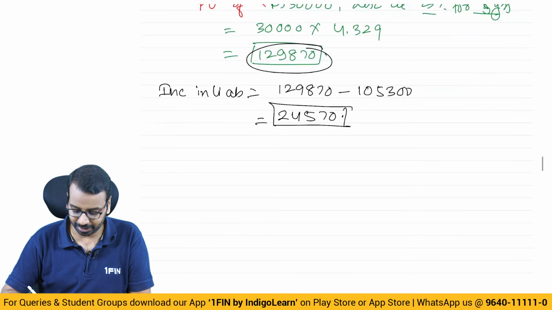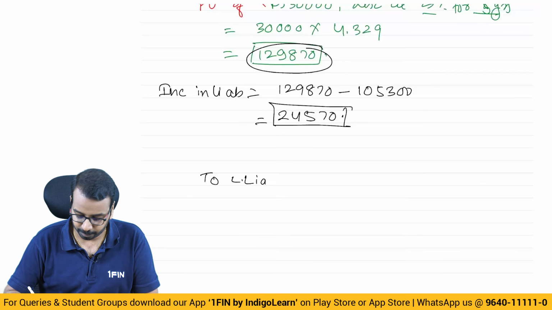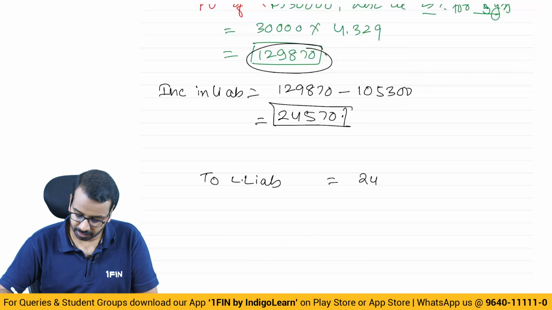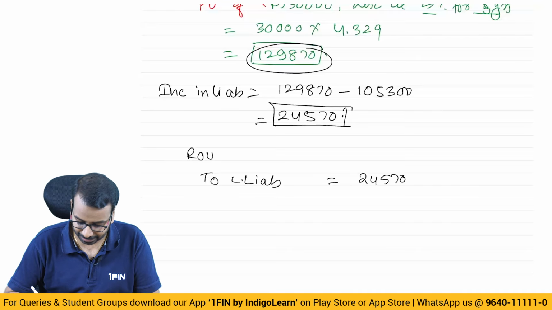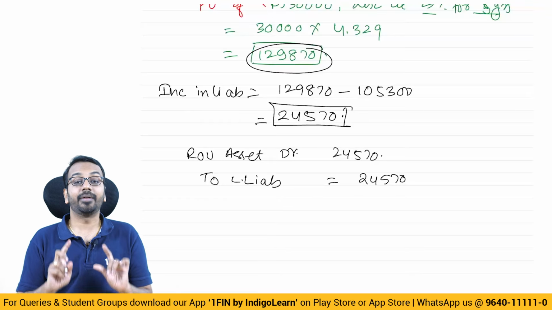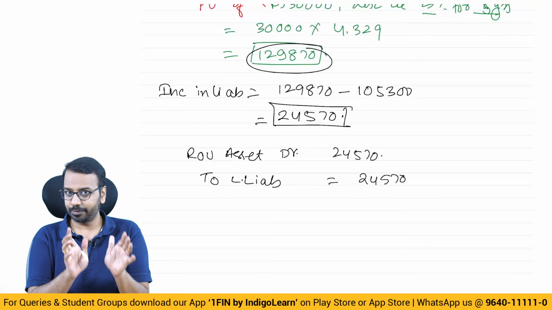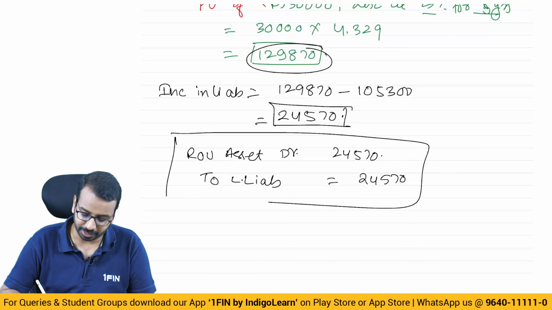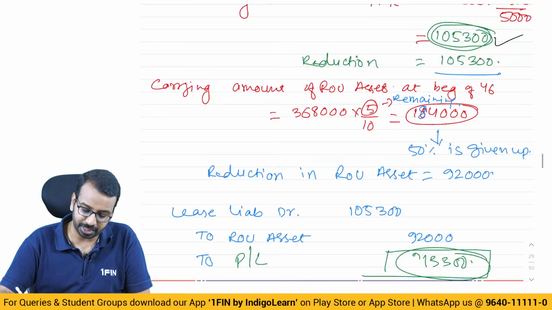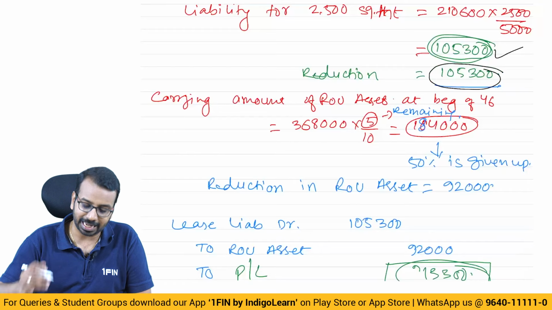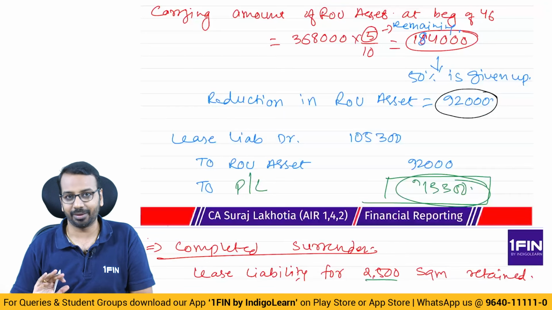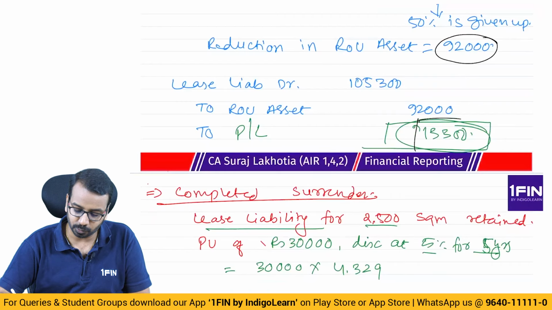Whenever there is an increase in liability, I will debit right of use asset 24,570 and credit lease liability 24,570. So whenever there is a reduction in scope, what do we need to do? First proportionately reduce, then give the impact of remeasurement. So when we reduce proportionately, we reduce the liability by 50%. So the 1,05,300 liability we gave up. We reduce the asset by 50%, 92,000 of assets also we gave up. And the difference goes to P&L.